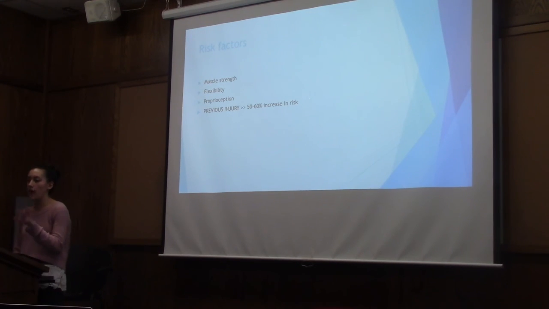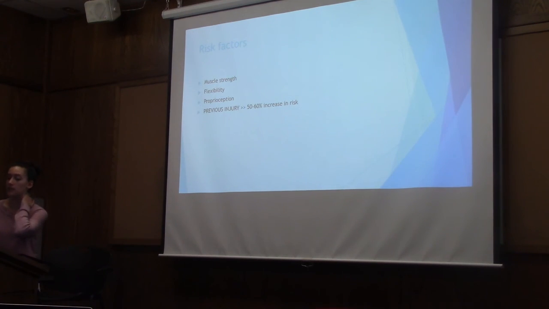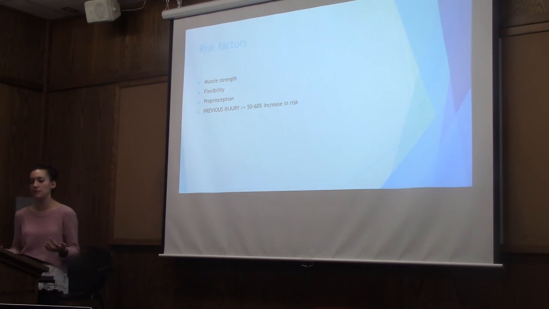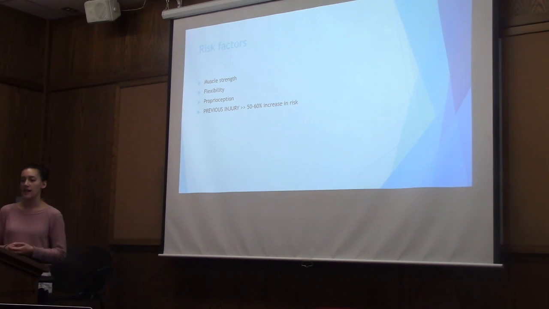Okay, and then this you haven't talked about yet, but you should talk about it tomorrow, but I'll just include it in here. So risk factors: muscle strength, flexibility, proprioception, previous injury. If you sprain your ankle, then you're 50 to 60% more likely to sprain your ankle again. Proprioception, if you don't have good balance, you're probably going to sprain your ankle a lot because you're going to be rolling around on it. And then muscle strength, flexibility.